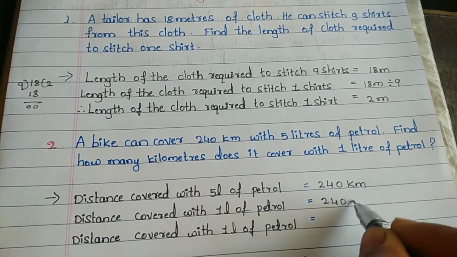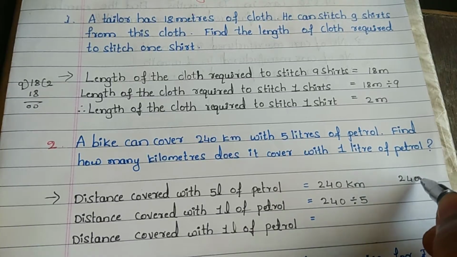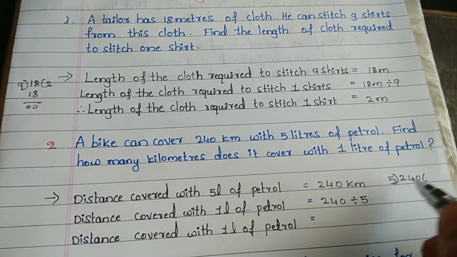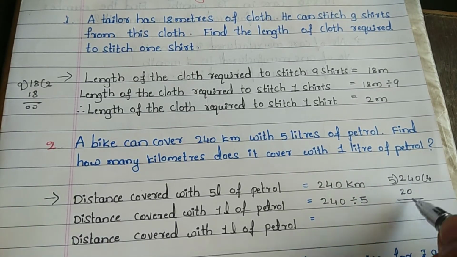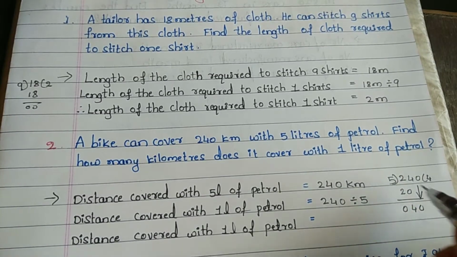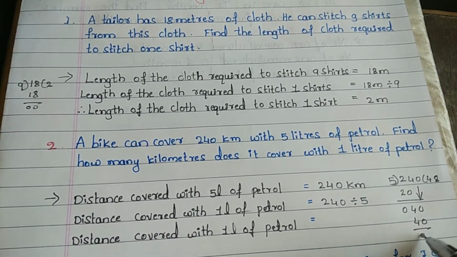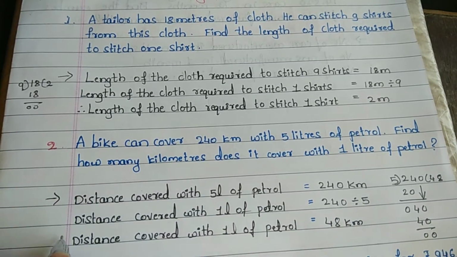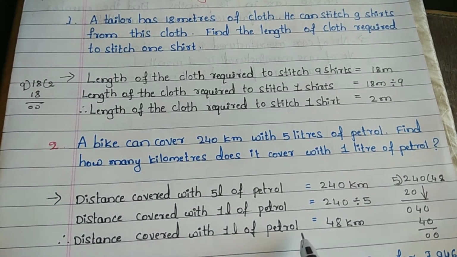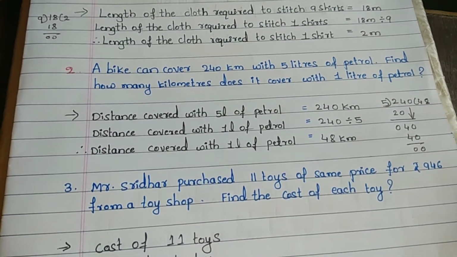Okay. 240 divided by 5. Then 240 divided by 5, 5 fours are 20. Okay, 4 minus 0 is 4, 2 minus 2 is 0, then drag 0. 5 eights are 40. Yes, our answer is how much? 48 kilometers. Therefore, the distance covered with 1 liter of petrol is equal to how much? 48 kilometers. Next, the third one.